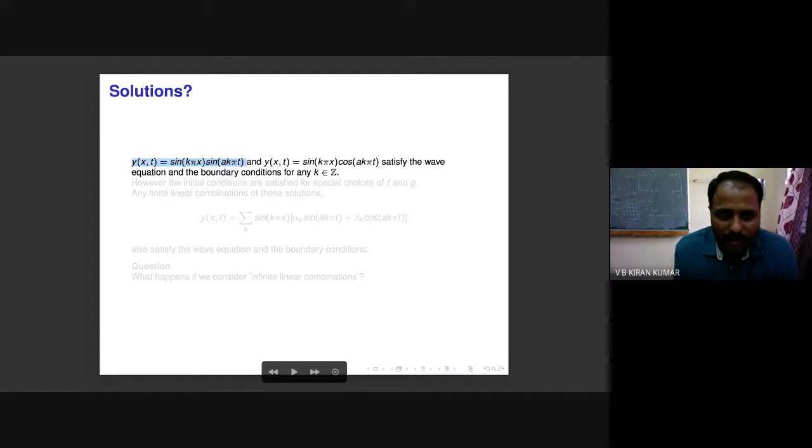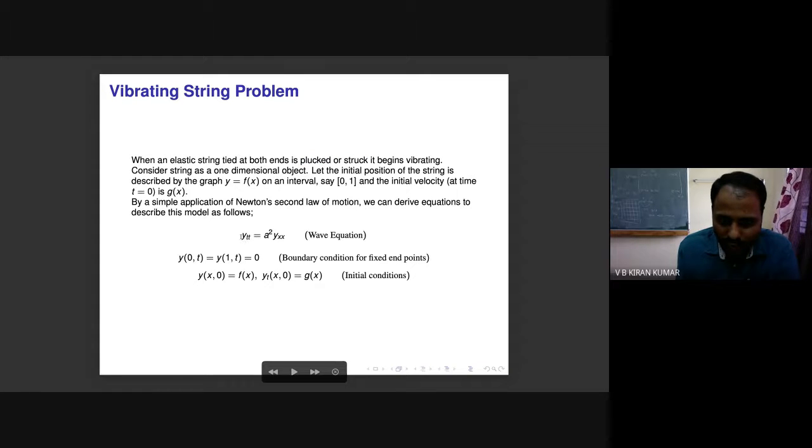If you consider the function y(x,t) equal to sin(kπx) into sin(akπt), and y(x,t) equal to sin into cos, in this way these two functions will satisfy the wave equation and the boundary conditions also. It is a simple verification, and it will also satisfy this boundary condition.